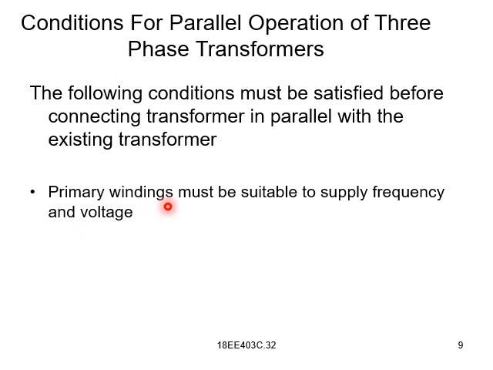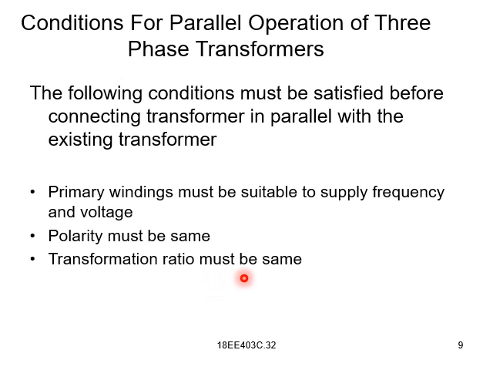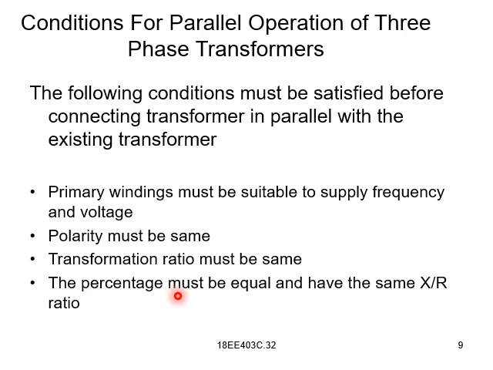The first thing is primary windings must be suitable to supply frequency and voltage. The polarity must be the same for both the transformers. And the transformation ratio must be the same. And the percentage impedance must be equal and have the same X by R ratio. So these are the four main conditions to be satisfied when two transformers are to be connected in parallel.